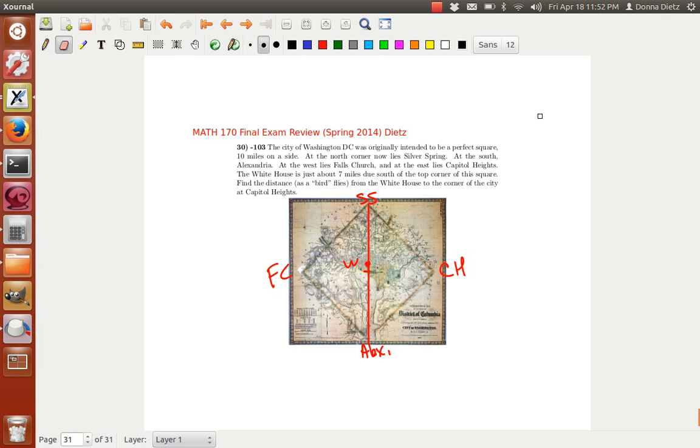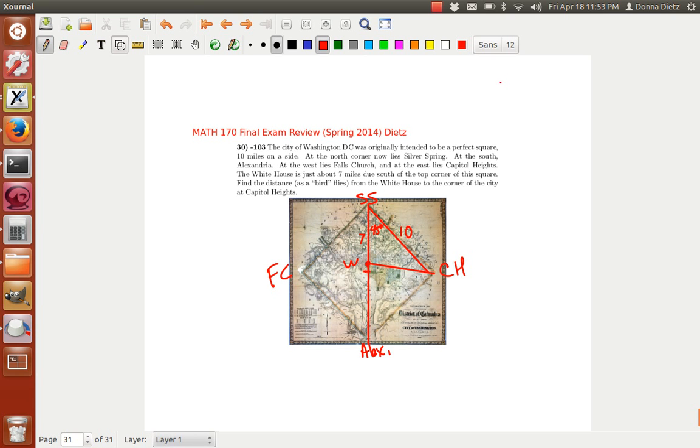So it's 7 miles due south of the top corner of this square. Find the distance from the White House to the corner of the city at Capitol Heights. So we're trying to find this distance, which is going to be pretty close to 7 because we're very close to being in the middle. But what I want you to notice here is you have 10 miles right there, 7 miles right here, and 45 degrees.